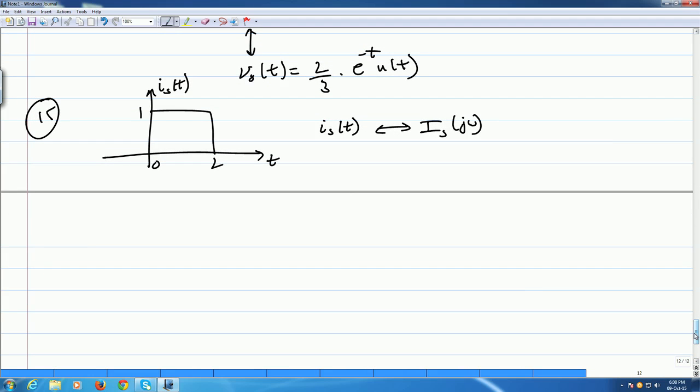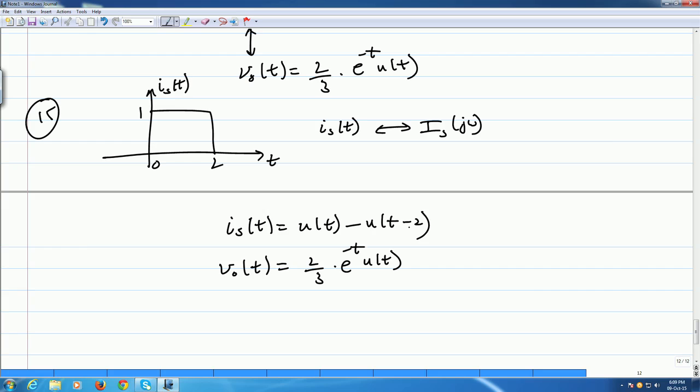and that simpler way is to simply write is of t as u of t minus u of t minus 2. If you write that, then you know the response for u of t. Okay. So, the response for u of t we saw in the previous problem is simply 2 by 3 e power minus t u of t. What will be the response of u of t minus 2? This is after all an LTI system. If you give input u of t, you get a certain output. If you give an input u of t minus 2, instead of t, you have to put t minus 2. So, it just becomes minus 2 by 3 e power minus (t minus 2) u of t minus 2. So, that is the v naught of t.